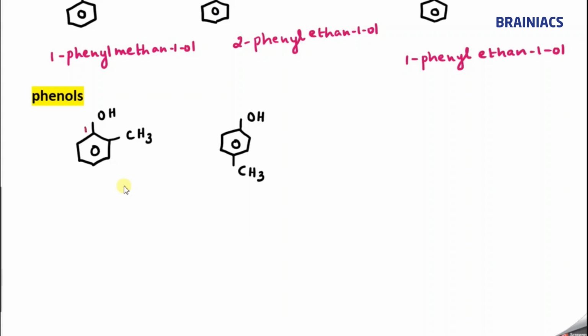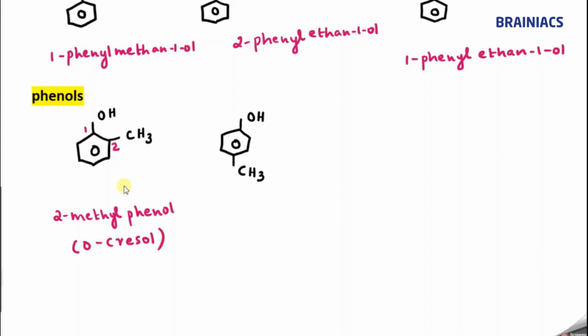When numbering, the OH will get the highest priority. So this is 1 and this is 2. So we will say 2-methyl, correct? 2-methyl phenol, correct? Or sometimes they say ortho methyl phenol, that is also correct. Whenever OH and CH3 groups come together we generally use the term cresol. So here, since it is at ortho position, the common name of this compound is orthocresol.